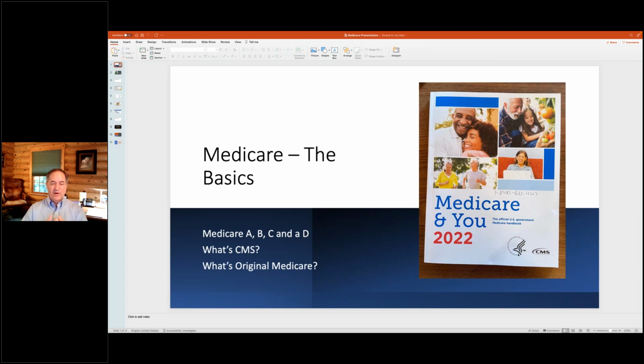Now, let me introduce you to what this thing is called, CMS. You've got to get this one right. The Centers for Medicare and Medicaid Services, that is Medicare. That's its real name. For those of you who live in the Baltimore area, CMS is right there in Baltimore. And it is, of course, where all the claims for the entire nation go, to CMS over there in Baltimore. Medicare makes all the decisions about what is covered or not covered, and we'll get into how that happens. Now, so you've got original Medicare, and there's A, B, C, and there's a D.